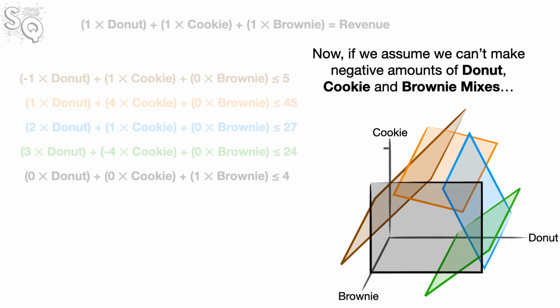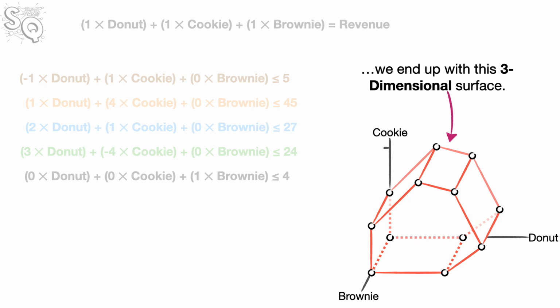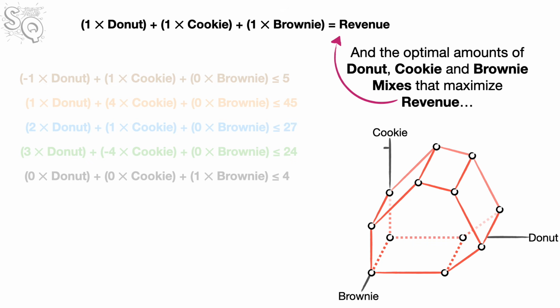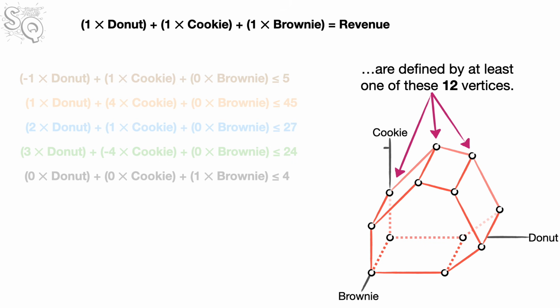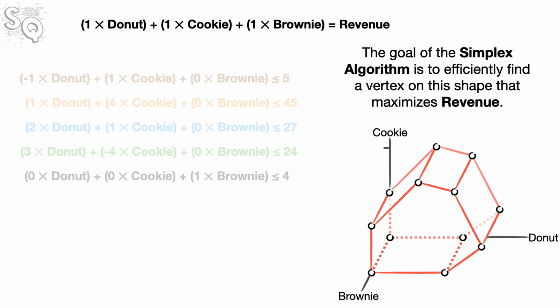Now, if we assume we can't make negative amounts of donut, cookie, and brownie mixes, we end up with this three-dimensional surface. And the optimal amounts of donut, cookie, and brownie mixes that maximize revenue are defined by at least one of these 12 vertices. The goal of the Simplex algorithm is to efficiently find a vertex on this shape that maximizes revenue.